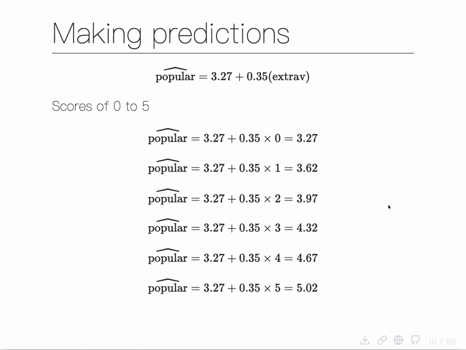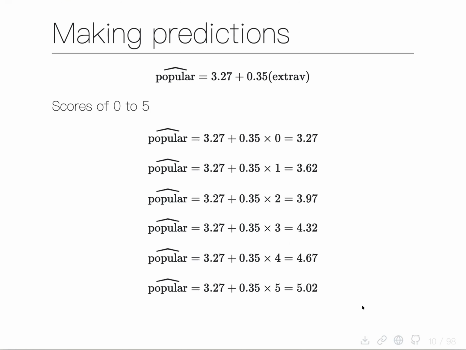So for scores of 0 to 5, it would work like this, right? For 0, we're going to go 0.35 times 0, which is going to just be the intercept, 3.27. And then for a point of 1, we would add 0.35. For 2, we're going to add 0.35 twice, etc. Right? It's a line.